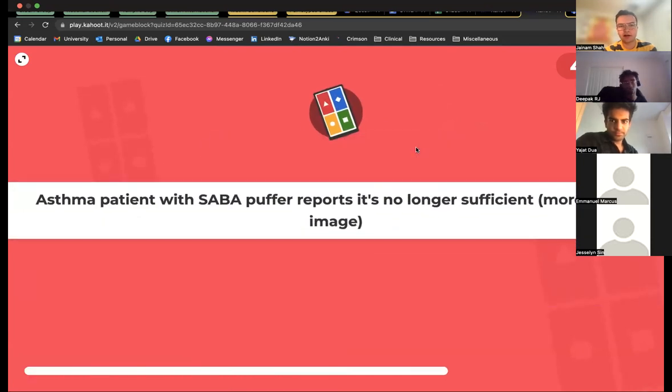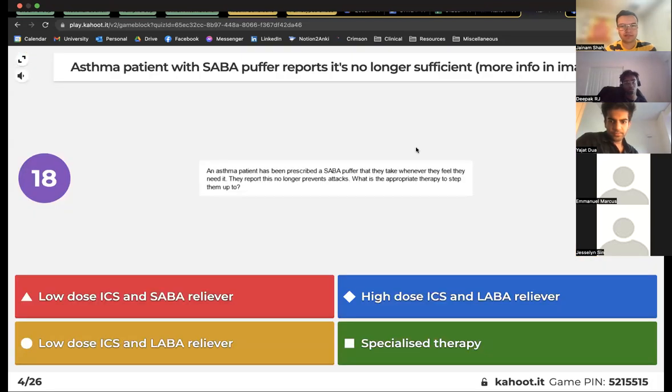Asthma patient with SABA puffer reports it's no longer sufficient. They report this no longer prevents attacks. What is the appropriate therapy to step them up? In other words, what will we do next now that the SABA puffer does not work?